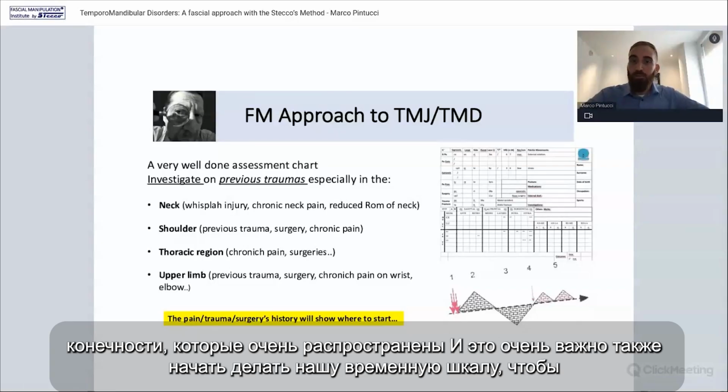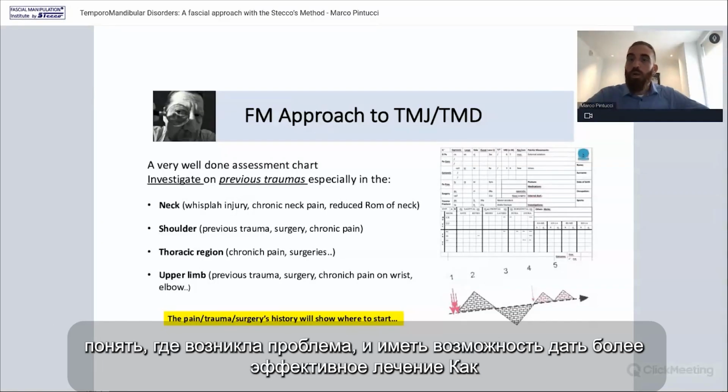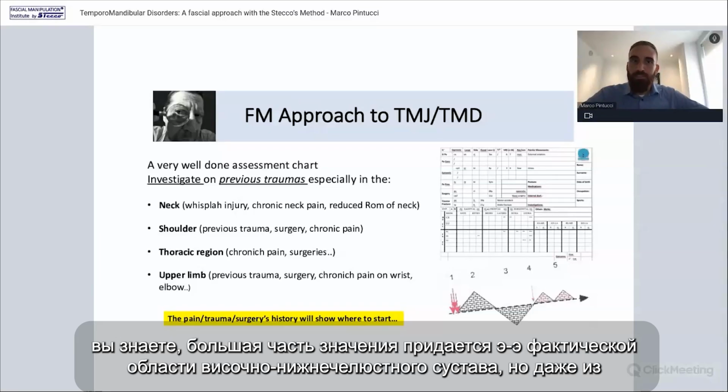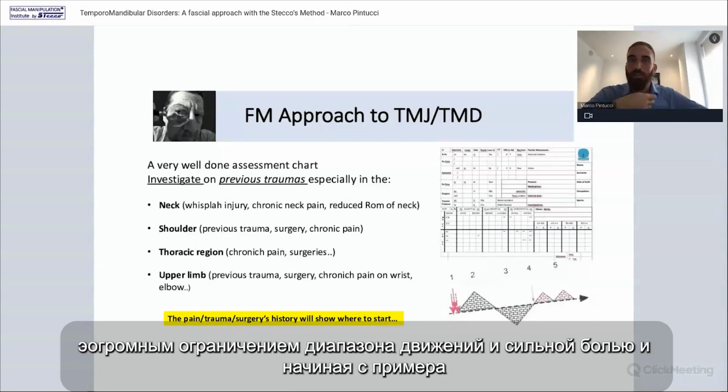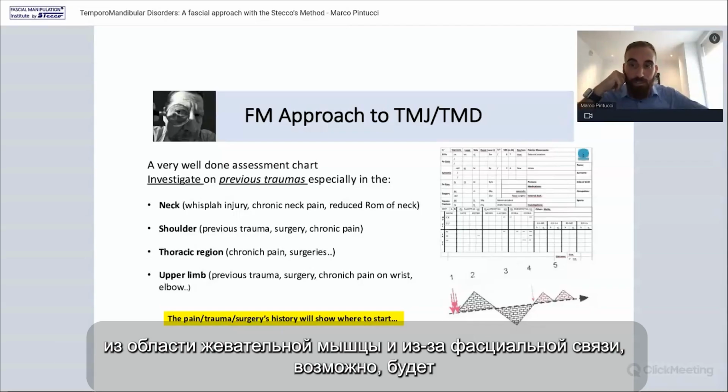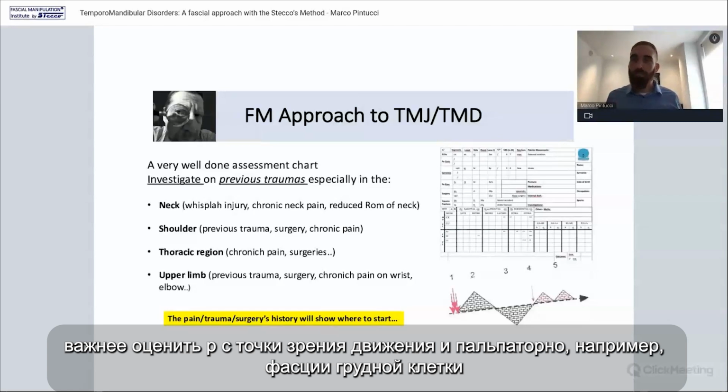These are very important also to start to build our timeline, to understand where the problem originates and to be able to give a more effective treatment. As you know, most of the importance is given to the actual area of the TMJ, but even from the fascial anatomy, we can understand that it could be quite difficult to treat a patient with a huge limitation of range of motion and intense pain by starting, for example, from the area of the masseter or the pterygoid muscle. Due to the fascial connection, maybe it will be more important to evaluate, both in terms of movement and palpation, the fascia of the thorax region.